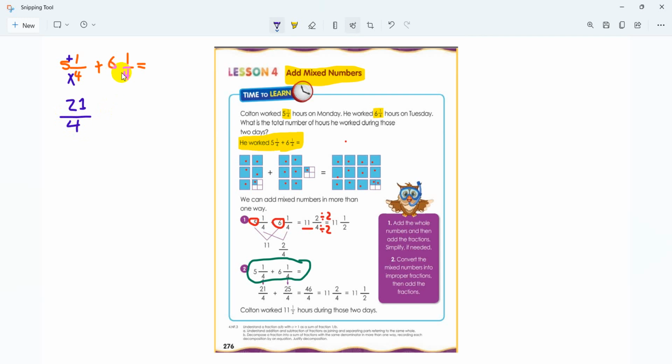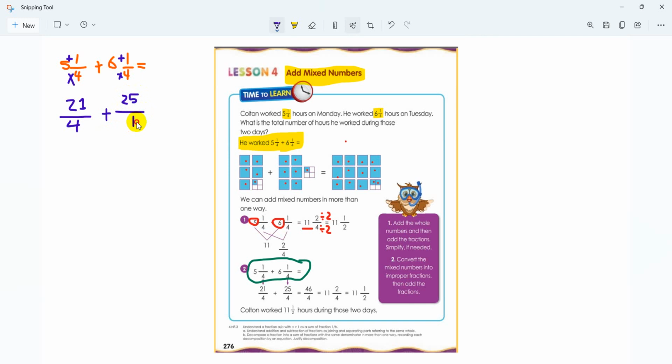Then the same steps here. We will multiply the 6 by 4. Then we add the number which is up, which is 1 here. 6 multiplied by 4 equals 24. 24 plus 1 equals 25. So we have 25/4.